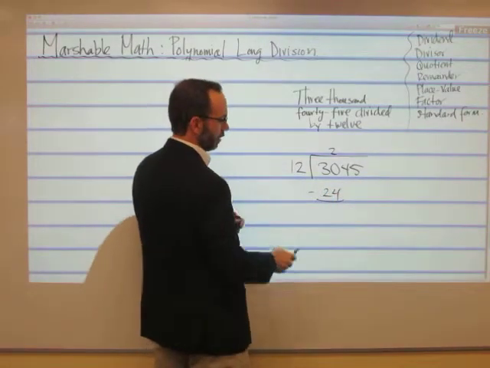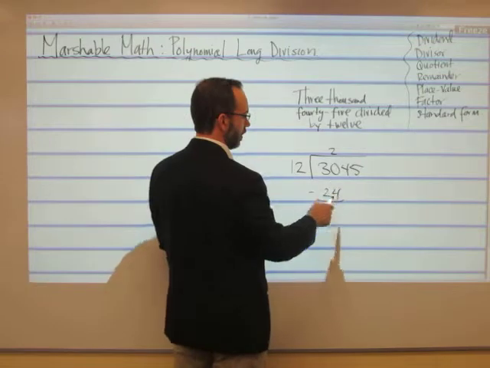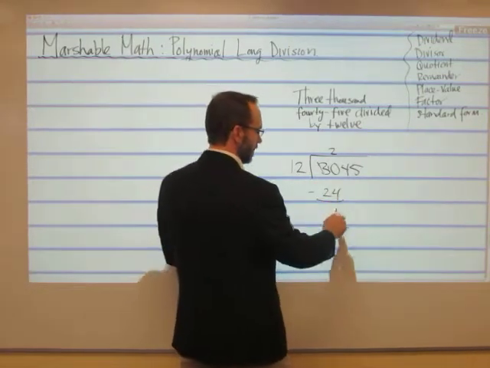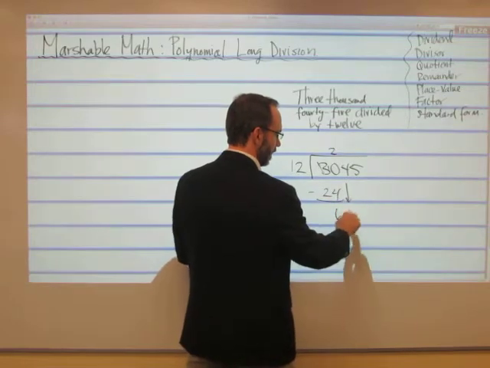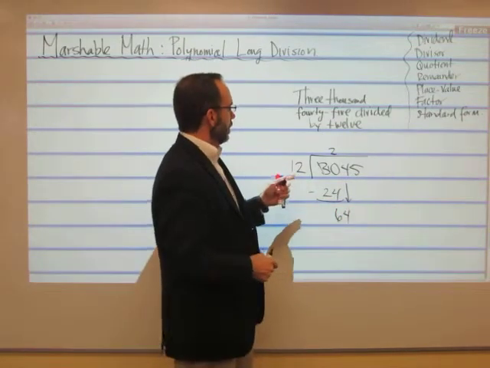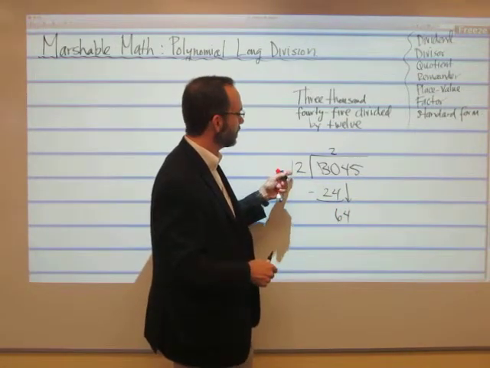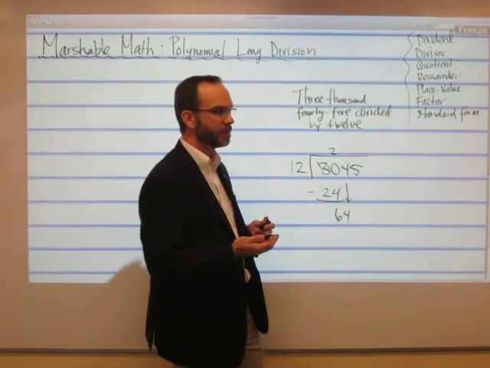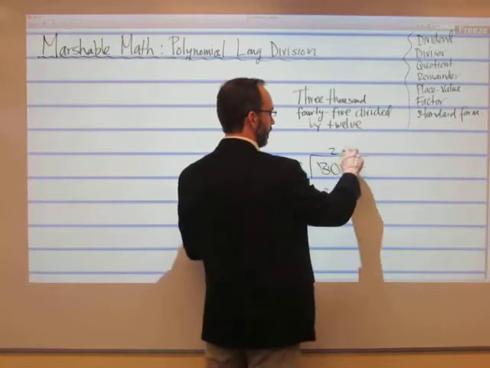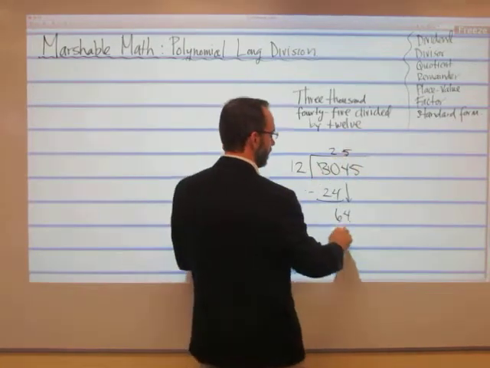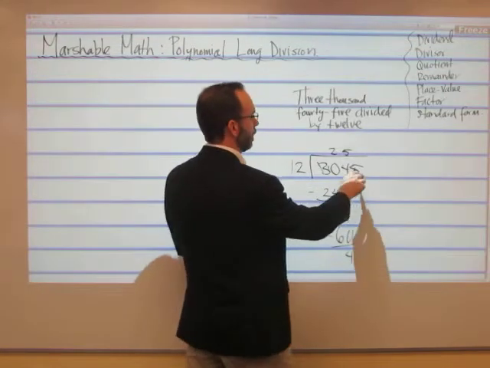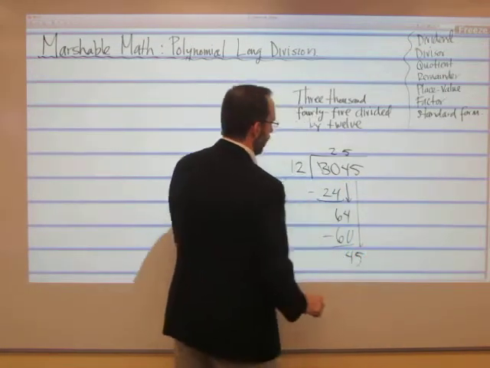I do what? Subtract. Let's see here, take 4 from 0. Can't do that. Got to regroup, borrow perhaps. That becomes 6. Arrow down here, that becomes 4. How many times does 12 go into 64 without going over? 12 times 5 is 60, right? So that would be 5. 5 times 12, 60. Do the subtraction. I get 4. Bring down the 5.